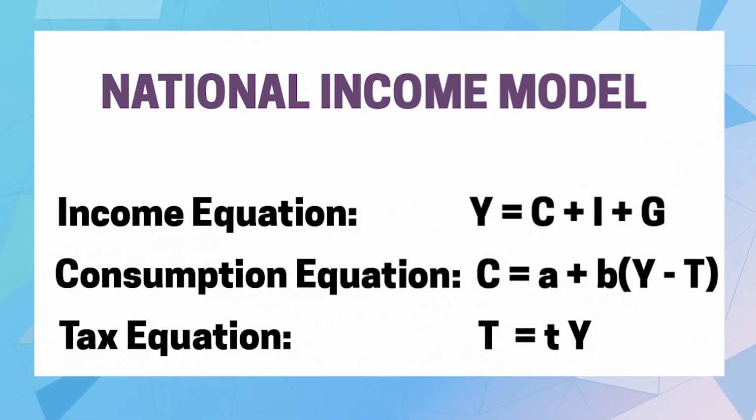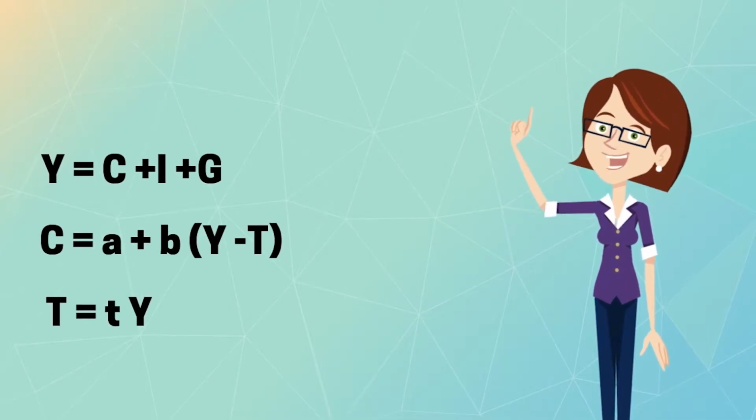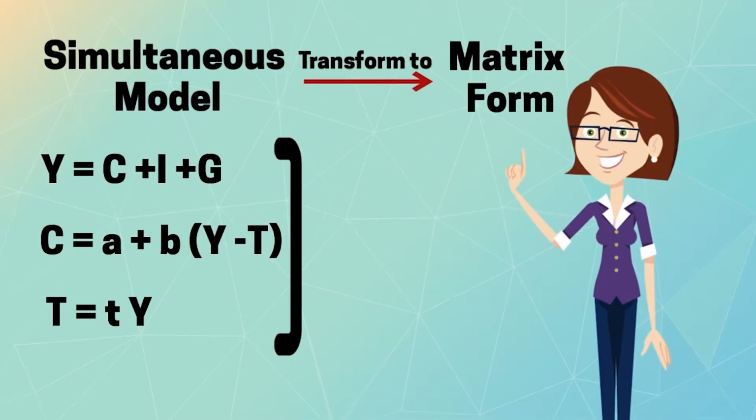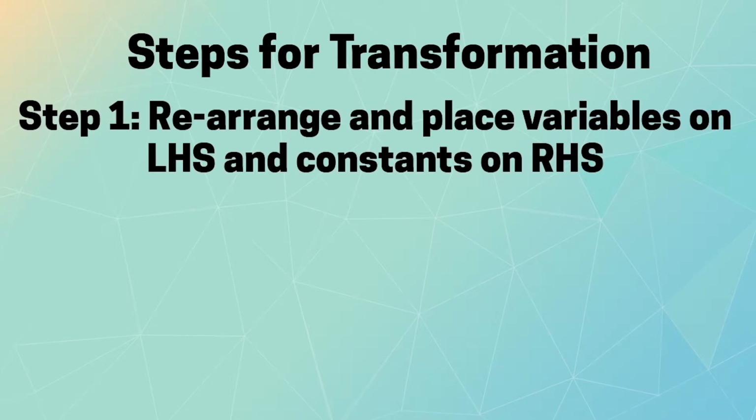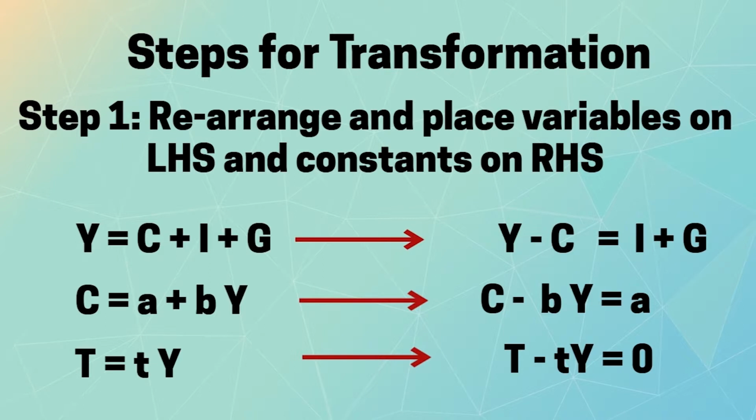The national income model may be solved by using matrix algebra. This is done by following the simple steps of transformation. In the first step, we rearrange the variables on the left hand side and constants on the right hand side. Y, C and T are the variables in the system and hence arranged on the left hand side, and I plus G and A are constants and arranged on the right hand side.